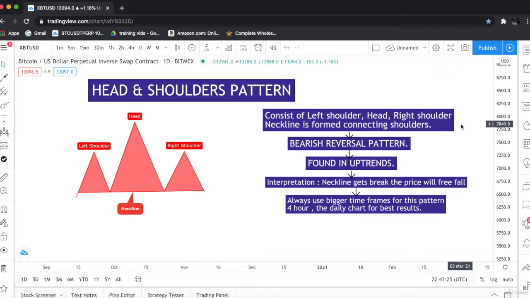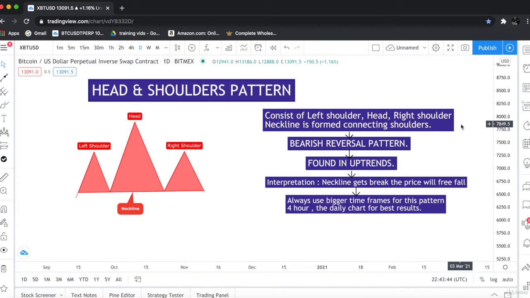Hello everyone, this is the Head and Shoulders chart pattern. We will be covering hypothetical examples in all our chart patterns first. Then we will identify them on the live chart patterns so my students can learn in the best possible way.